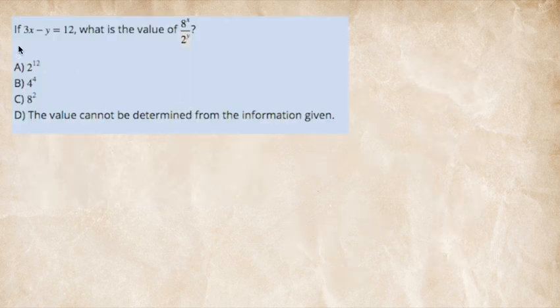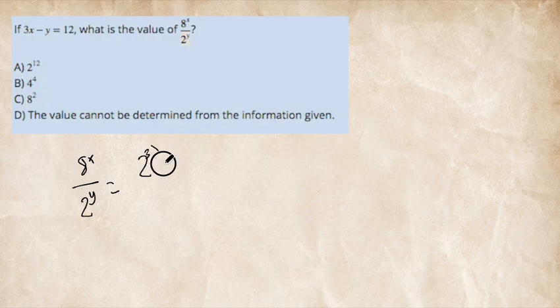All right, next we have this question where if 3x minus y is 12, then what is the value of 8 to the x over 2 to the y, right? So this kind of question looks very hard, but whenever you have exponents and things like that, you should try to make the exponent base the same, right? So if we start taking a stab at this, 8 to the x over 2 to the y. Now we know that 8 is 2 cubed, right? So 8 is 2 cubed and raised to the power of x over 2 to the y.